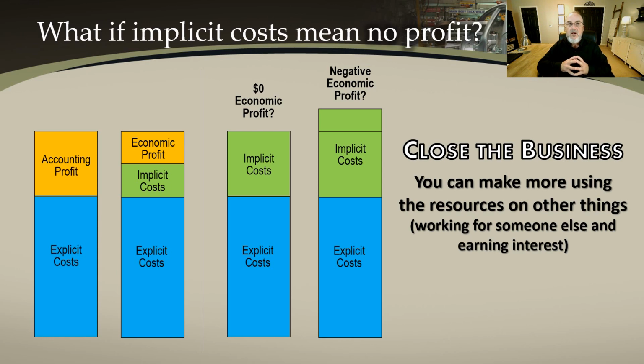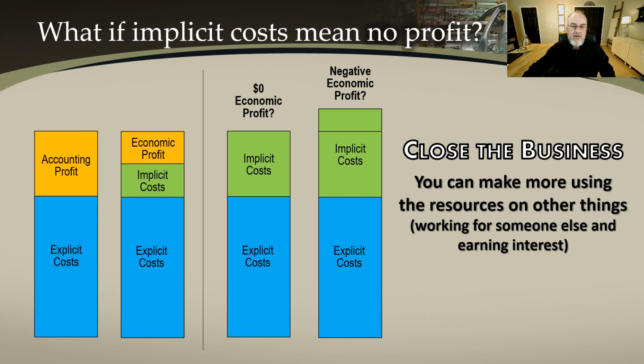Basically, it says, look, I'm doing all this work to start a business, but if I just went back to work for somebody else, I actually would make more, and I would have less trouble. So that's one of the ways that economic versus accounting profit can help you make business and really life decisions.